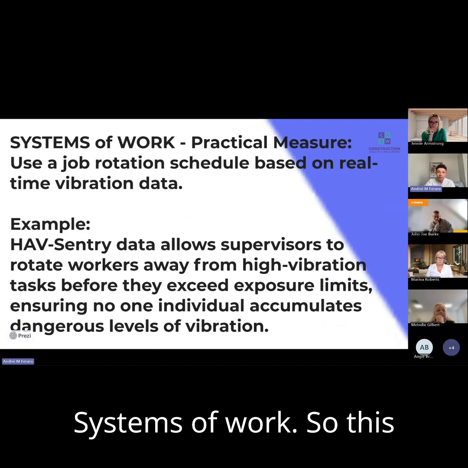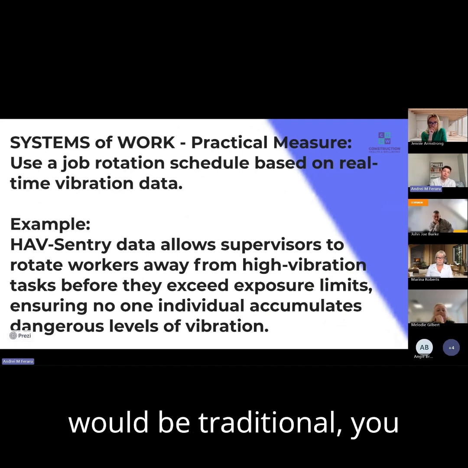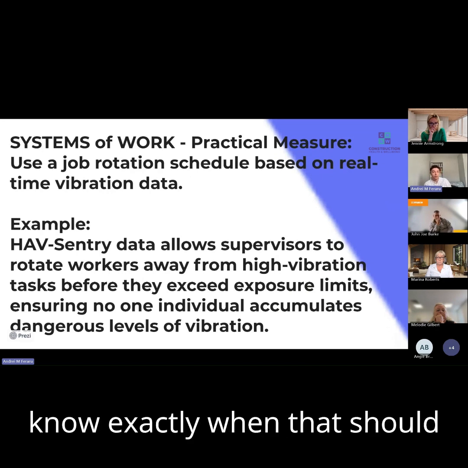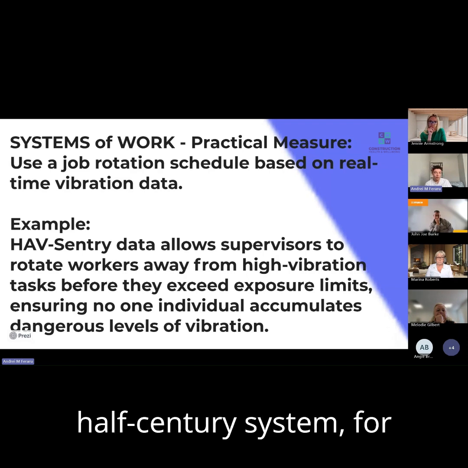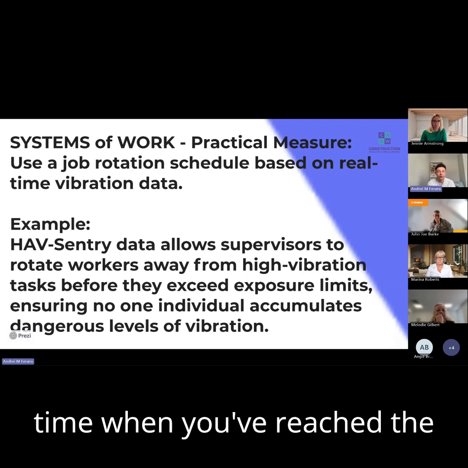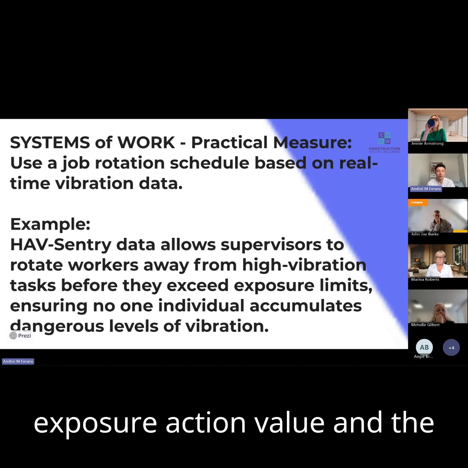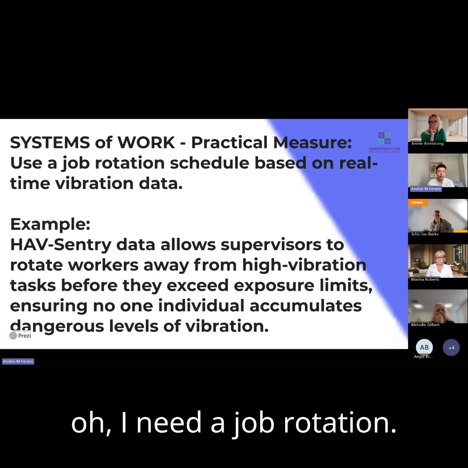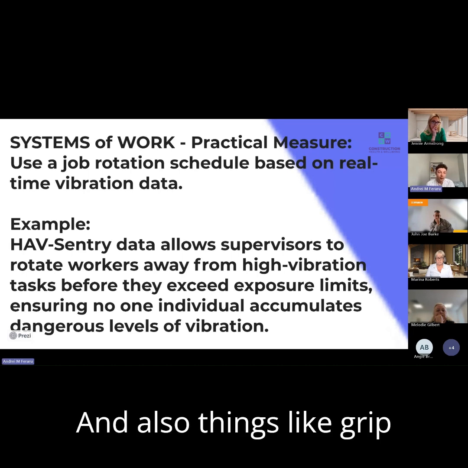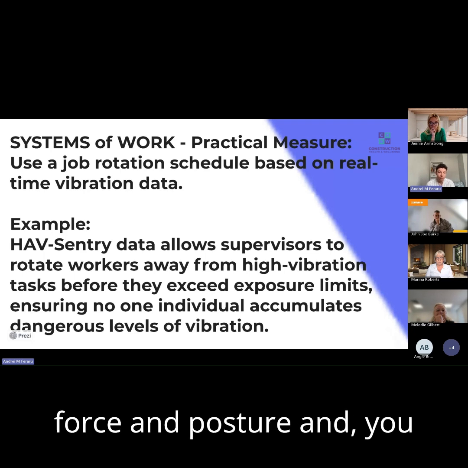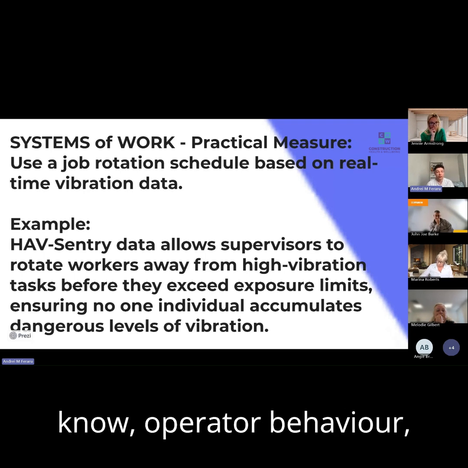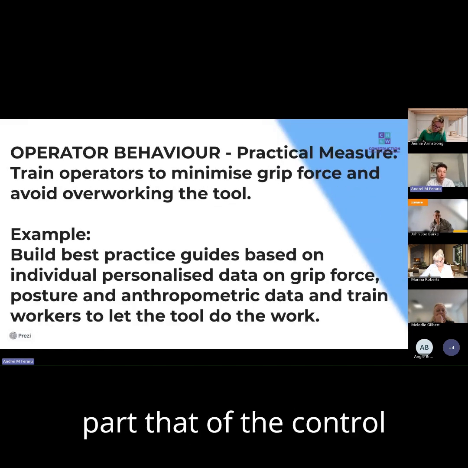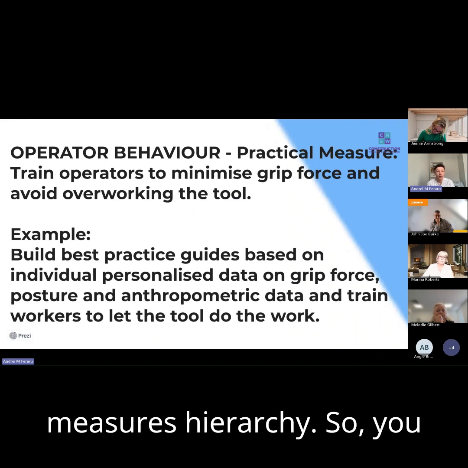Systems of work. So this would be traditional job rotation schedules. Of course, with data, you know exactly when that should happen, because the HAVS Sentry system, for example, alerts you in real time when you've reached the exposure action value and the limit value, so you know when to go to the manager and say, oh, I need a job rotation. And also things like grip force and posture and operator behavior, which is the next part and the last part of the control measures hierarchy.